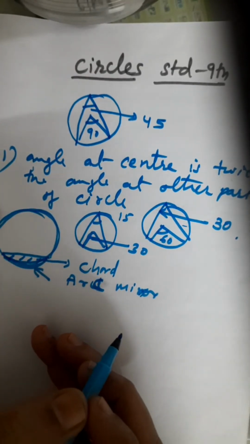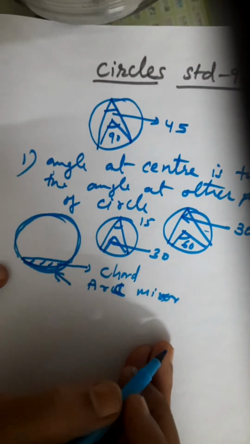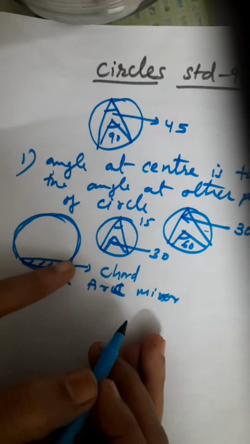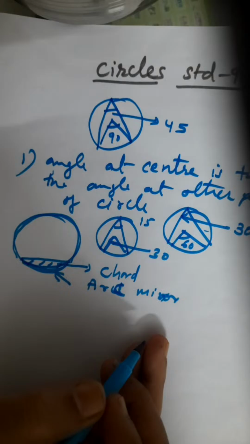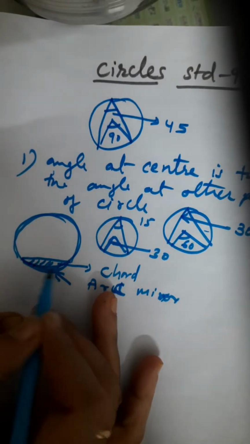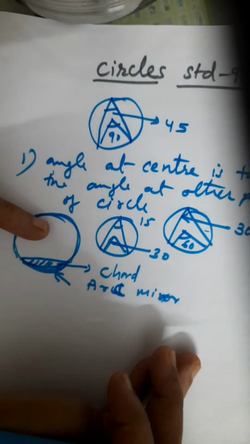The circle got enclosed with two circular halves. If a chord is drawn, the chord divides the circle into a minor arc and a major arc. Then here the chord parts are there, a smaller part and the major one. So this is called the minor segment, this is called the major segment.